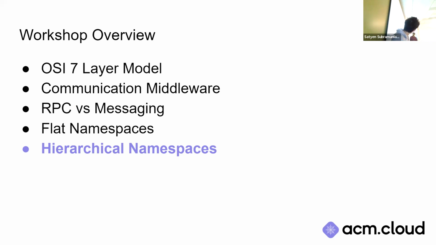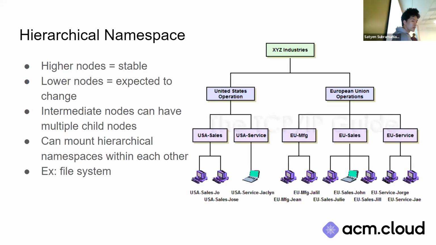The other thing is a hierarchical namespace. You've probably seen this before. The higher nodes are more stable; they're less likely to change, and a lower node is more likely to change. One example of this is your DNS server. The .com servers are always going to be there. The Google.com servers are always going to be there. And a lot of the smaller subdomains are probably going to change a lot. So maybe Google decides to change Gmail to gmail.google.com instead of mail.google.com. That would be lower down the hierarchy. And so each intermediate node can have multiple child nodes, and all namespaces underneath other names, basically.